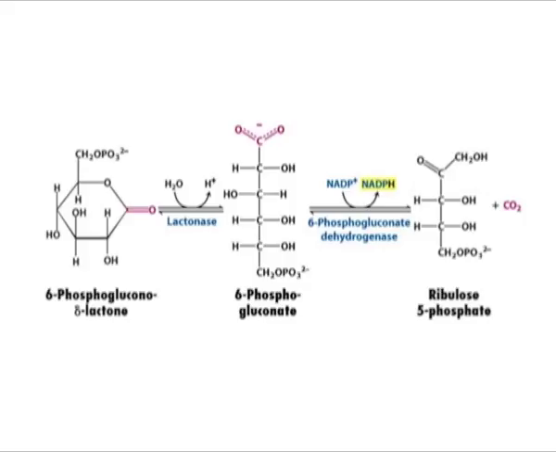6-phosphogluconate dehydrogenase performs oxidative decarboxylation, converting the 6-carbon skeleton to a pentose. The C1 carboxylate is removed as the C3 position is oxidized to ketone, making the 5-carbon ketose called ribulose. 2 of the 3 reactions of this first phase generate NADPH.